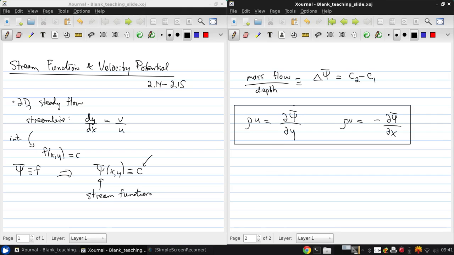Basically, this means that if we have the stream function, which is a scalar field, we can get the vector velocity field directly. Remember, we said 2D steady flow. This is true for both compressible and incompressible flow.